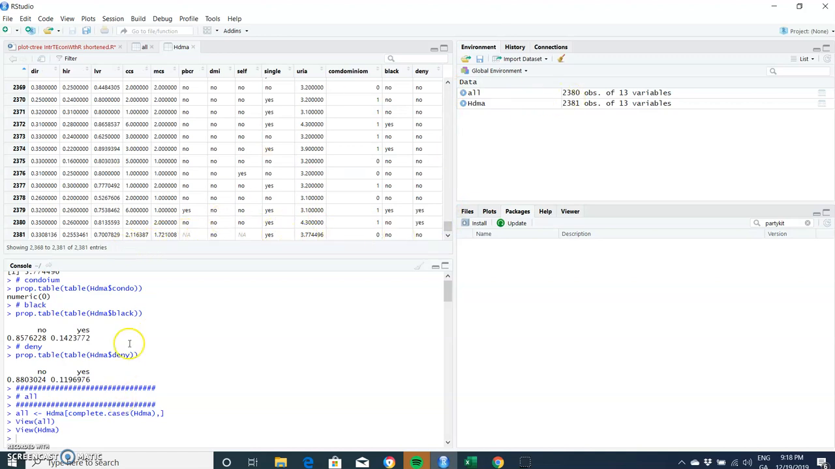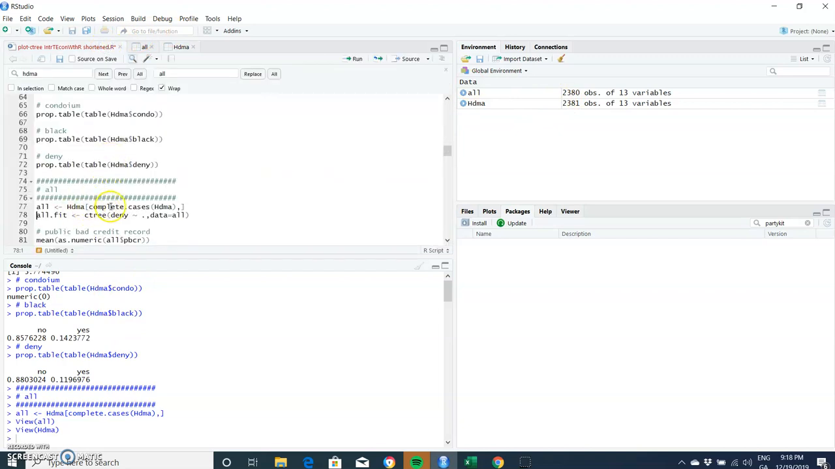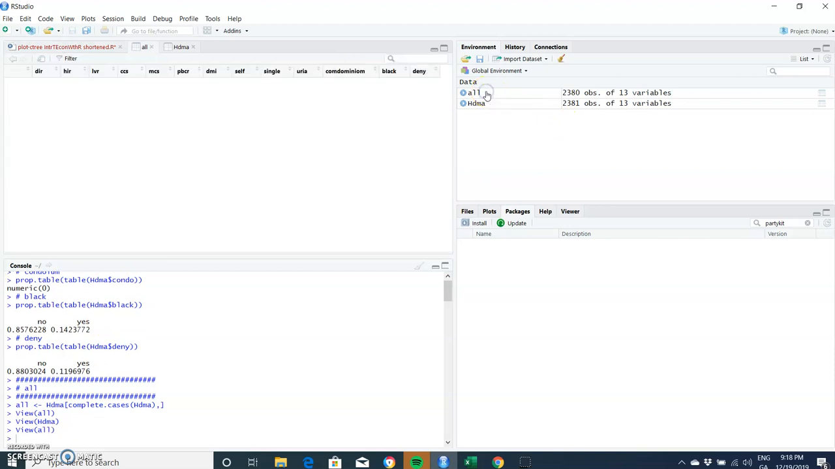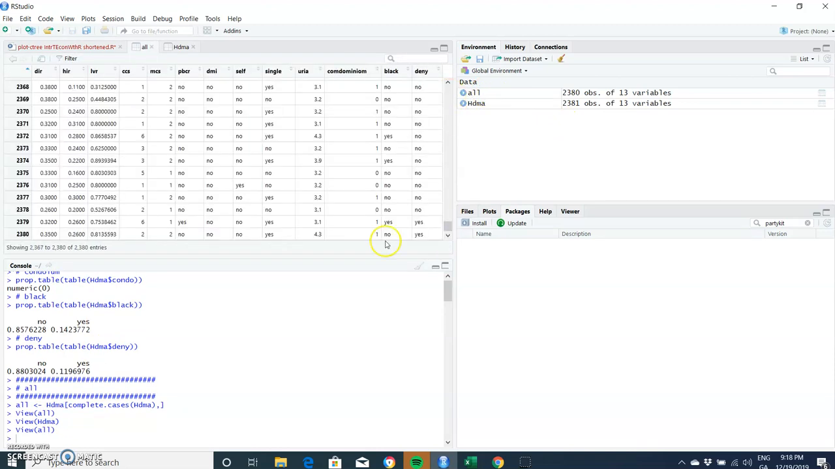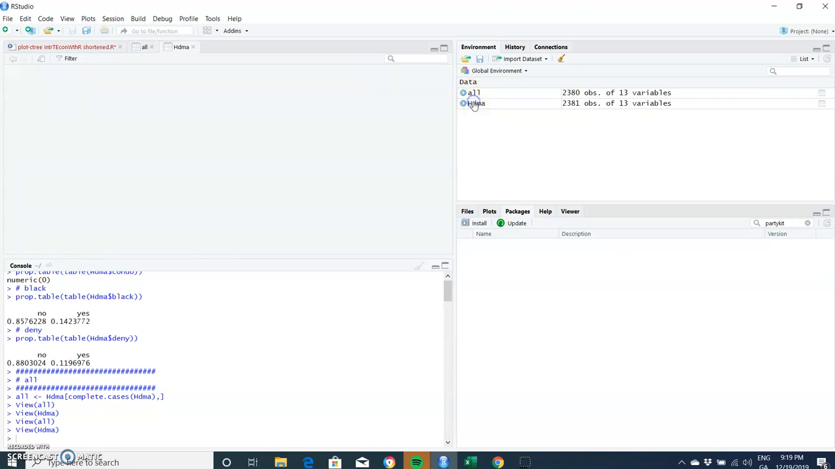And when we run, let's go back again, HMDA complete cases, then one of those is excluded. Let's look at that. The last one here is excluded, so we don't have NA here in the final one, and we reduce one of the rows. So we started with 2,381 and we delete the row where originally there had been NA appearing in the row.